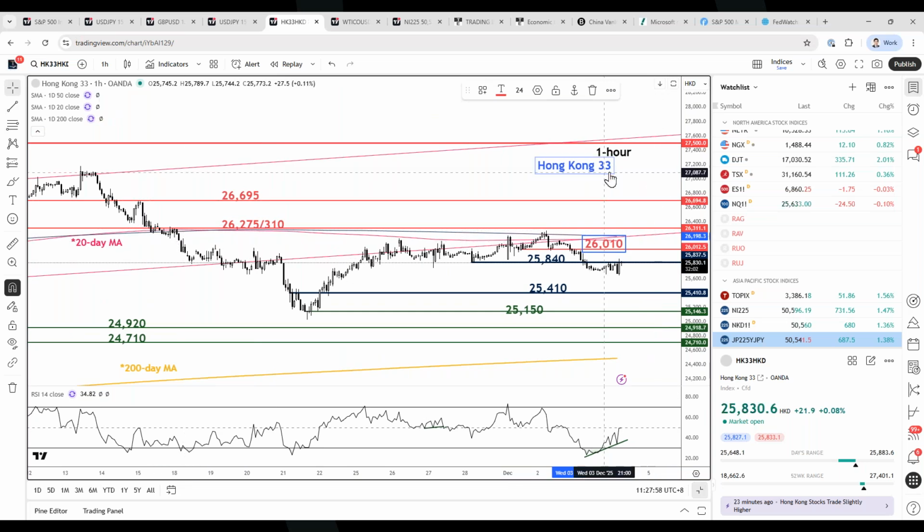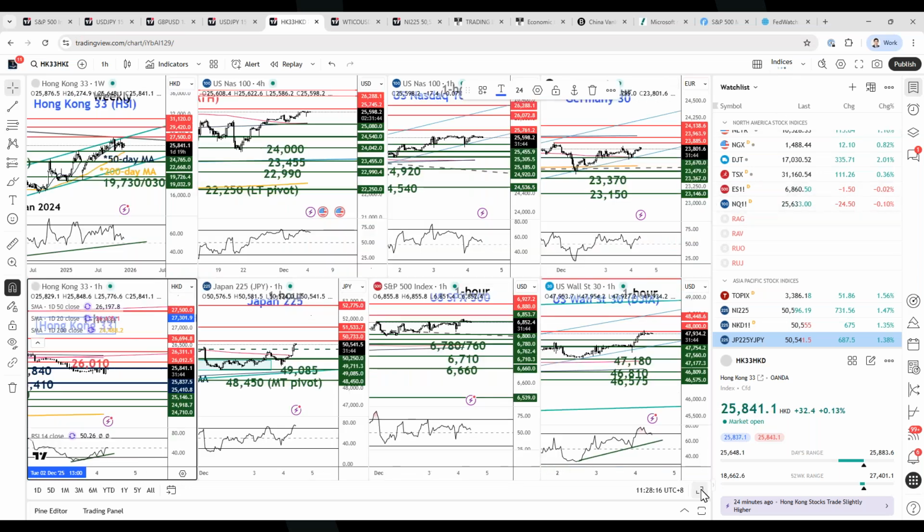All right, so that's for the Hong Kong 33, flipping to a neutrality stance at this point in time due to a bullish divergence being seen on the hourly RSI, having a lack of conviction for a bearish move despite yesterday's breakdown of the 25,840 short-term pivotal support level. Next up will be the Japan 225.